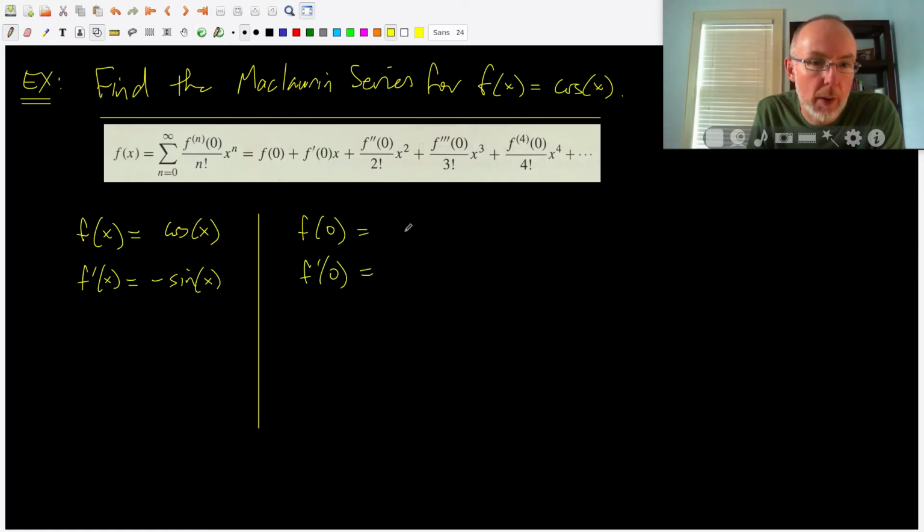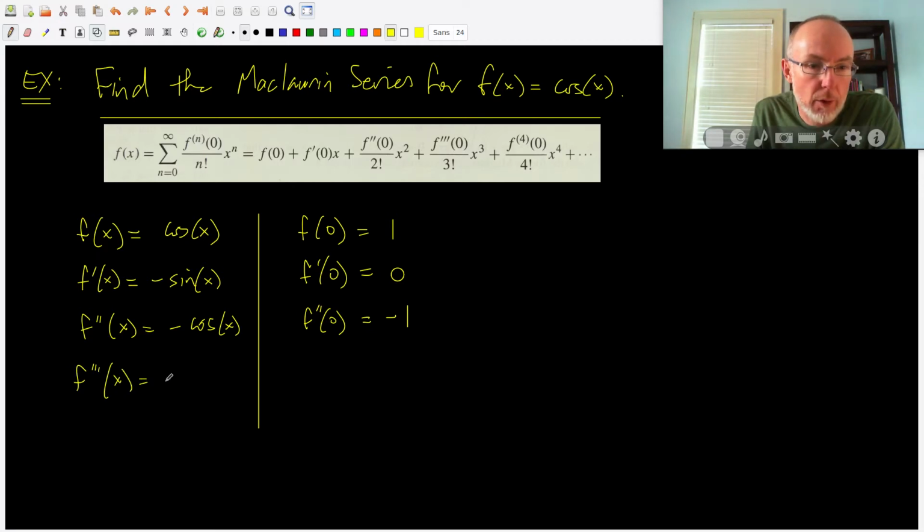The first one, cosine of 0 is 1. Sine of 0 is 0, so we keep going. The second derivative is minus cosine of x now. And so the second derivative is going to be minus 1 when x equals 0, because cosine of 0 is 1. And then we calculate the third derivative. The third derivative is back to positive sine because we're differentiating cosine again. We calculate the third derivative at 0, and we get 0 again.